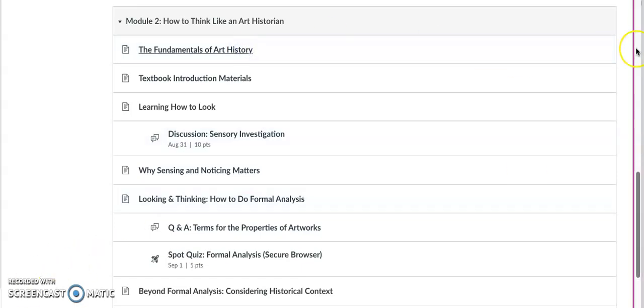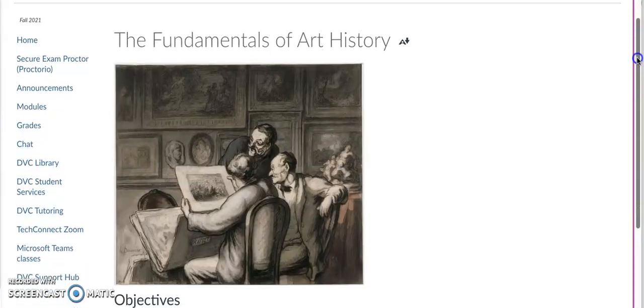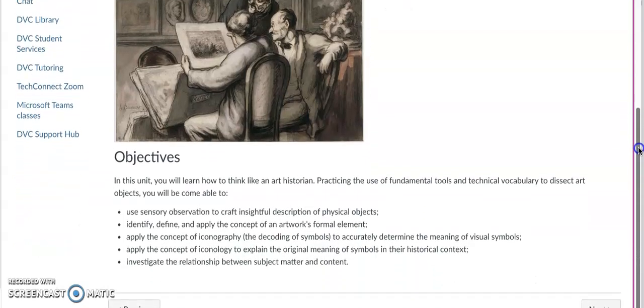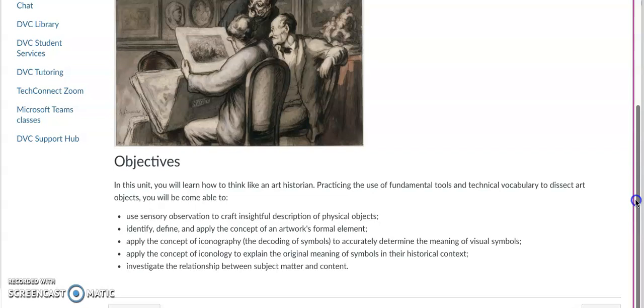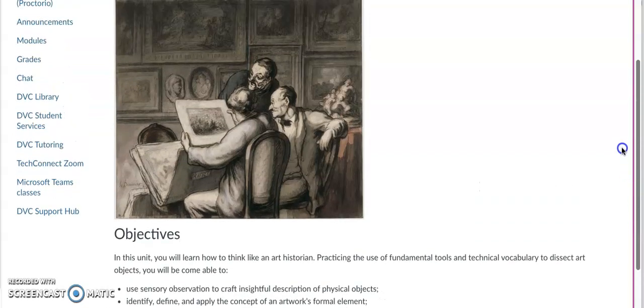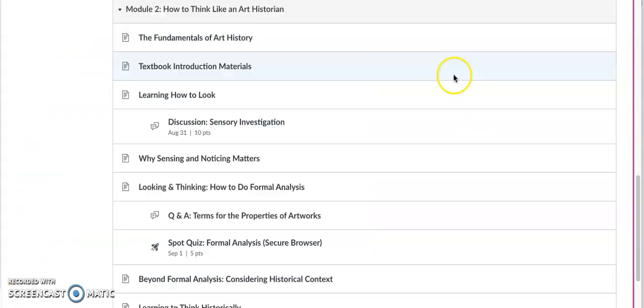When you start out this module, look closely at the objectives that I've laid out for you in the fundamentals of art history. Look closely because everything you see here is a set of skills that you will need to use throughout the semester. So this module is in some senses the most important module in this class. It is the key that opens up everything else.